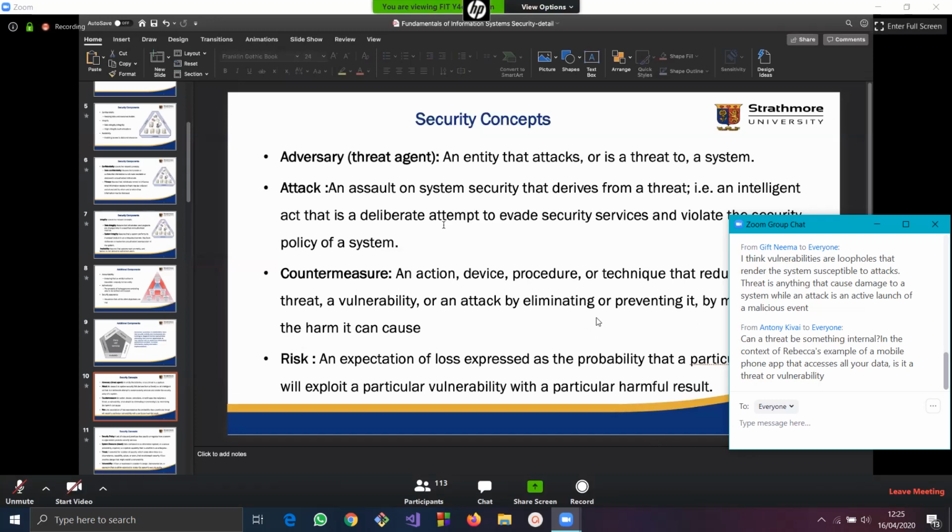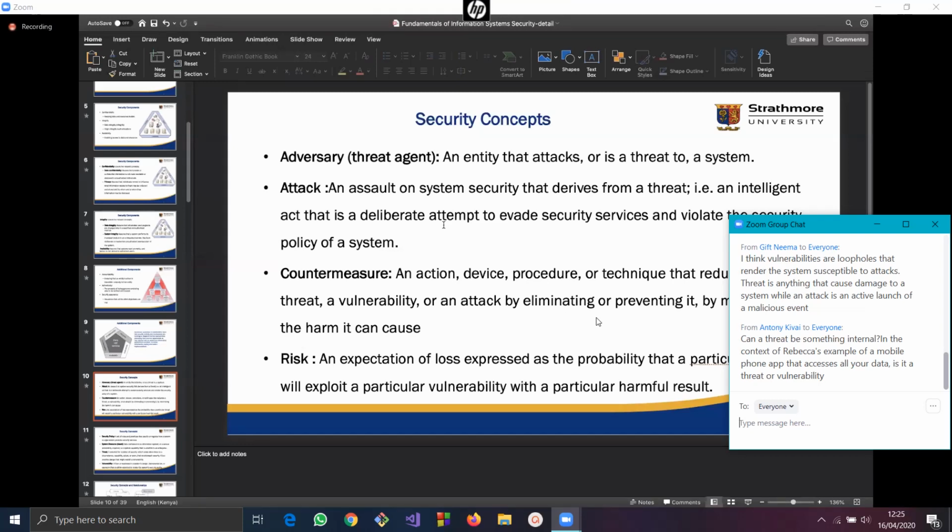Can a threat be something internal? We don't classify a threat as internal or external because the threat is simply the potential. It's a chance event. Do we have any probability that we could have an attack? Now, if the agent is internal, then we have an attack that is insider-based. If the agent is external to the system, that is completely free of vulnerabilities.